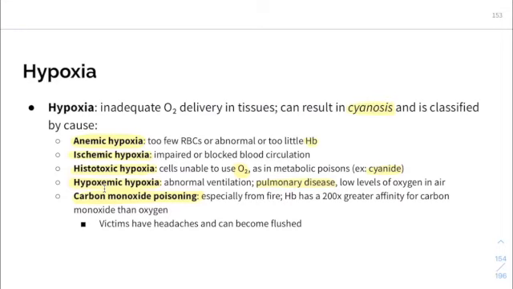Like your brain uses a lot of oxygen. So if you're not getting enough oxygen, you get headaches. You can become very flushed. You can get really dizzy. You can pass out. So with carbon monoxide poisoning, that's why it's required to have carbon monoxide detectors in homes, because it's known as a silent killer. It can bind to your hemoglobin and you're no longer getting oxygen to your body.